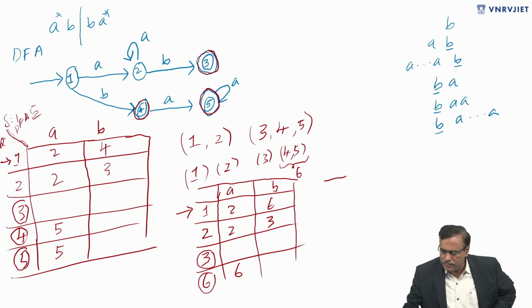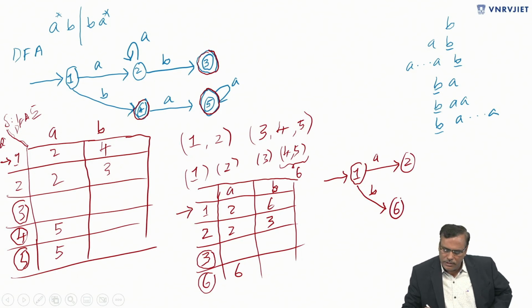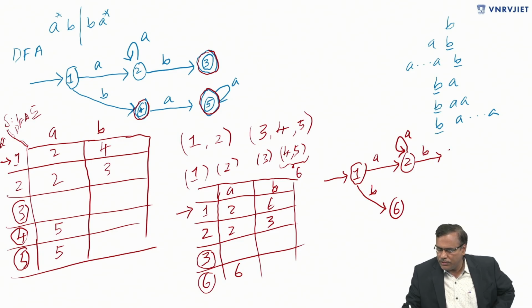Now, let me draw this table. From state 1 on input A, you can go to state 2. From 1 on input B, this is B, this is 6, right? This is input symbol. 1 on B, you can go to state 6. 2 on A, you can go to state 2 itself. 2 on B, you can go to state 3, and you know this state 3 is a final state.